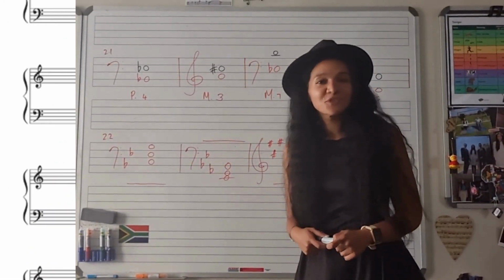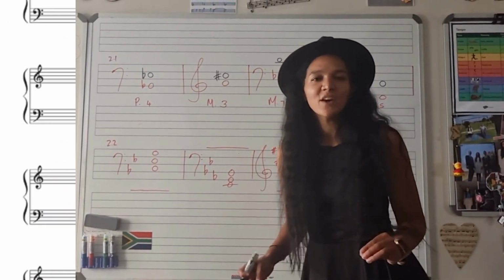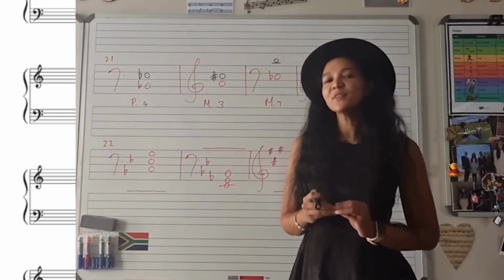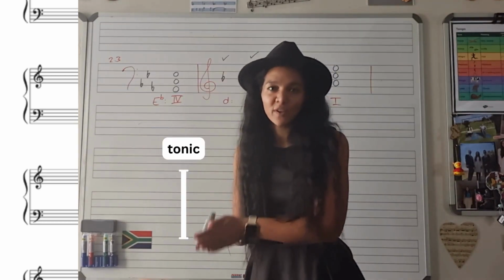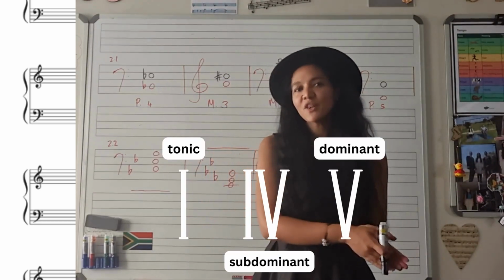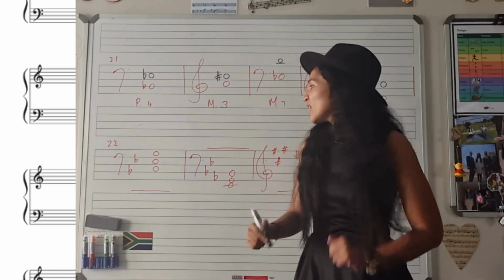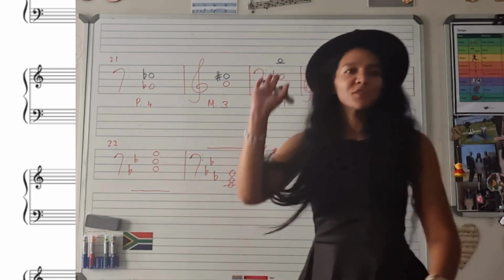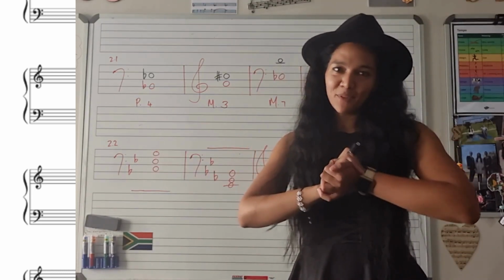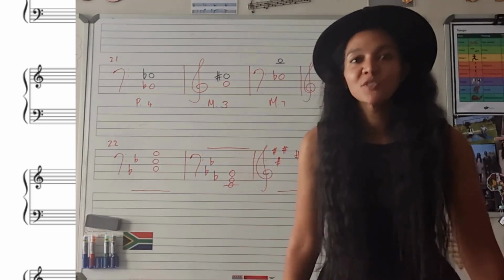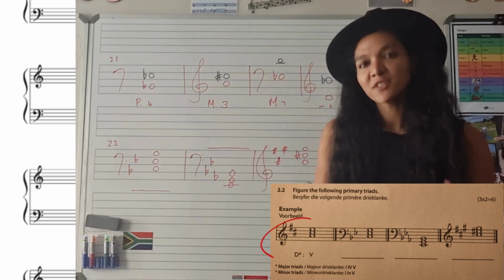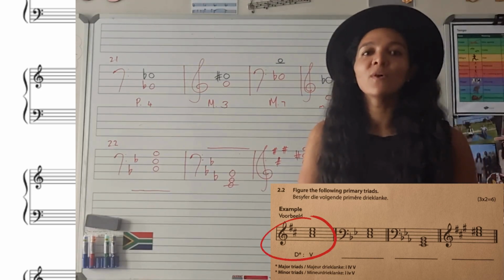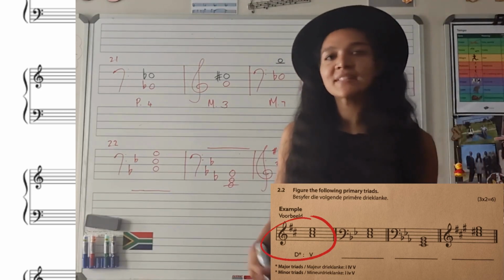In both questions 2.2 and 2.3, we are working with triads. We are only working with primary triads in this grade, which means we are working with the tonic, the subdominant, or the dominant of the key that they give us. So 2.2 asks us to figure the primary triads. And do be sure to take a look at the example they give us. They give us an example in D major, the dominant thereof, and what they're doing here is just showing us how to figure it.